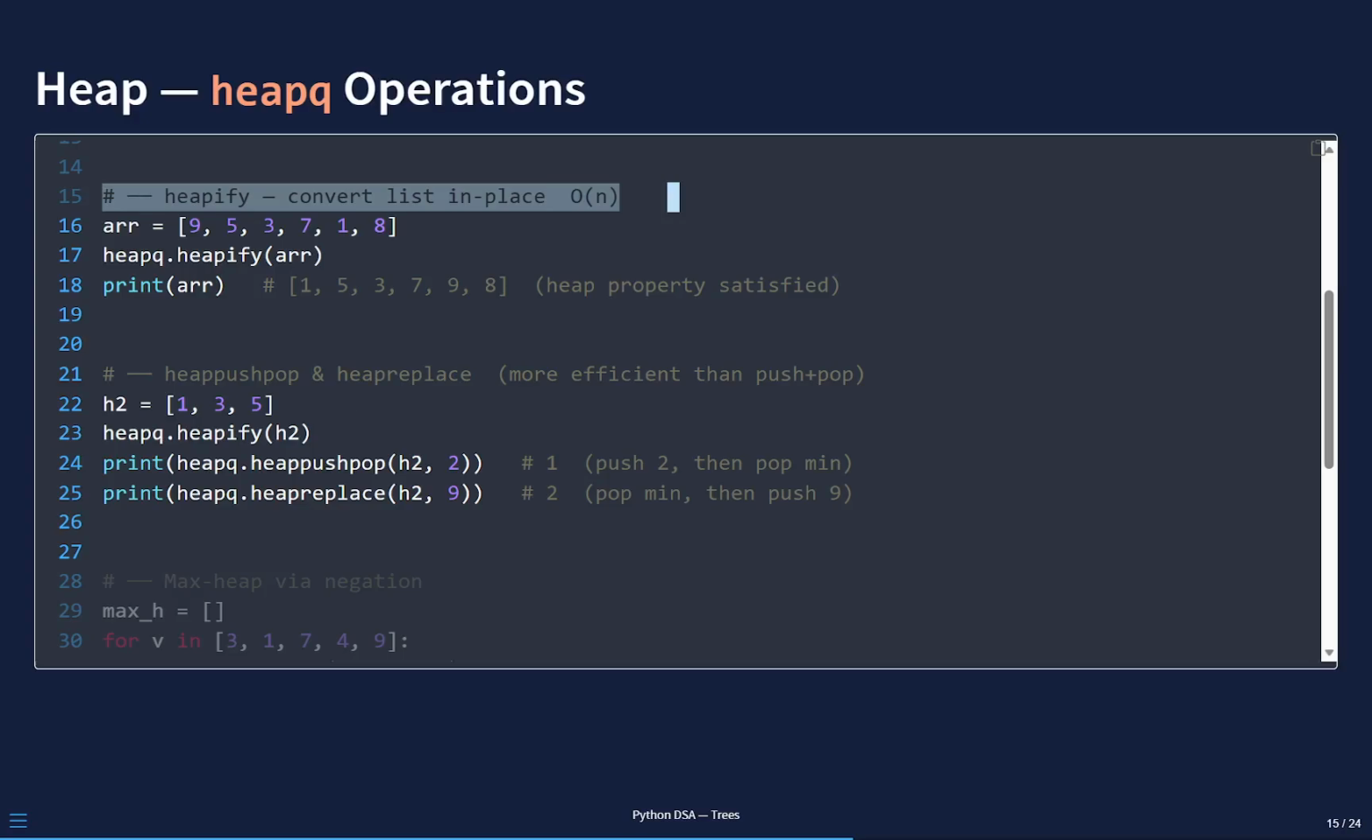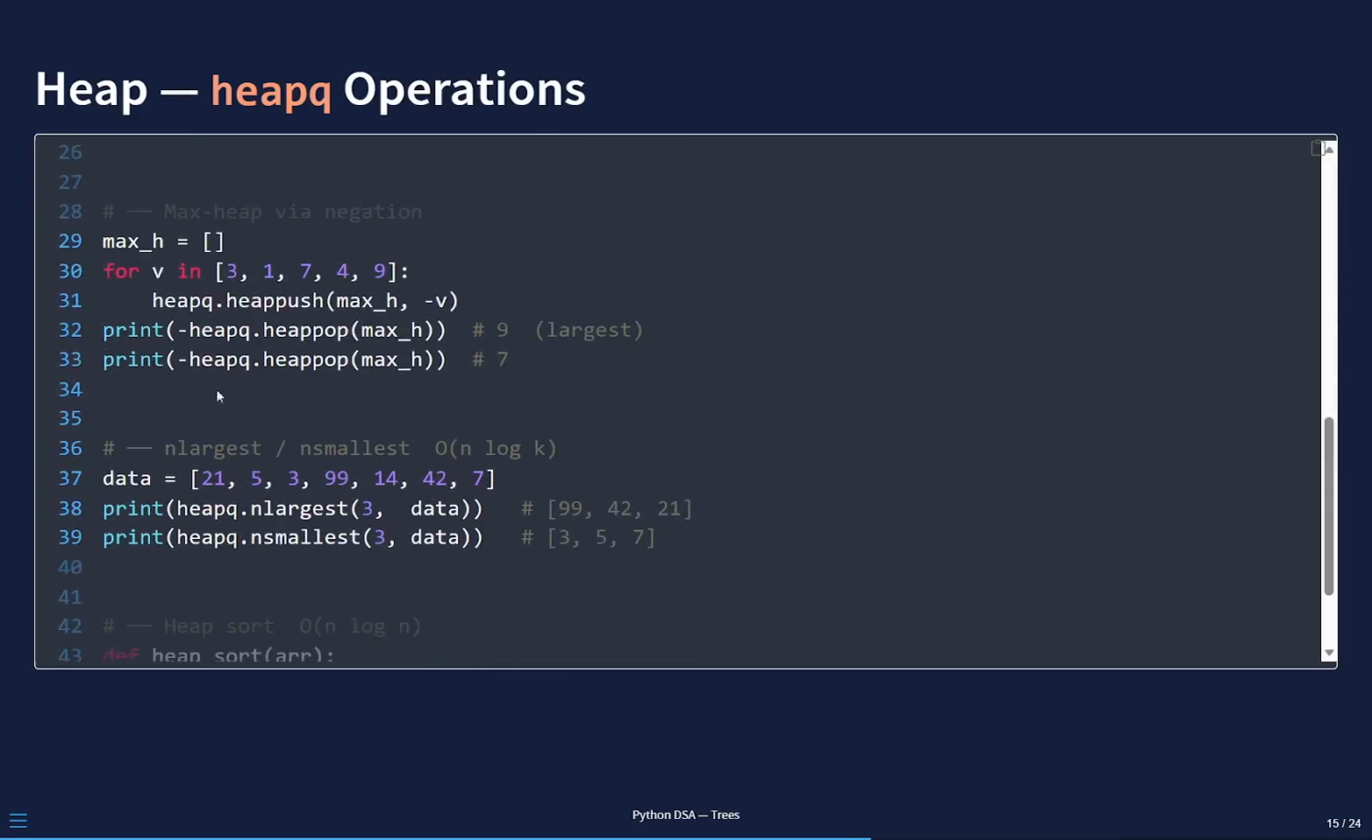Max heap via negation. Python's heapq is min heap only. The standard workaround: negate all values on push, negate again on pop. Heappush(max_h, -v). Heappop(max_h) gives the most negative value. Negate it to get the largest original value.